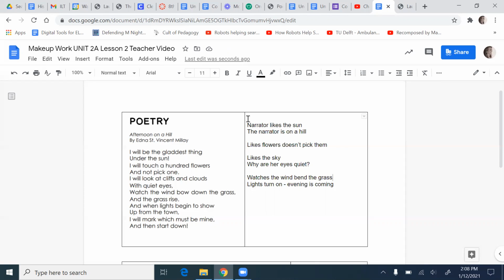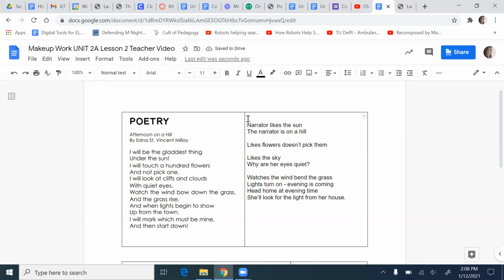And when lights begin to show up from the town, I will mark which must be mine and then start down. I'm still not sure what she's marking, but I get that she's going to head home. She's going to head home at evening time. And when the lights, oh, that's what she's marking. Okay, so I went back to read it to the punctuation, read the whole thing like a sentence. And when lights begin to show up from the town, I will mark which must be mine. I will mark the light that must be mine and then start down. So she'll look for the light from her house. Okay, so I got it.